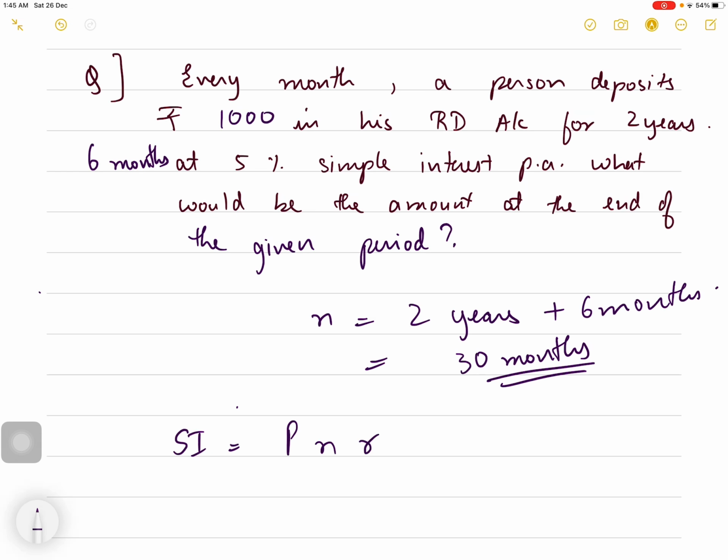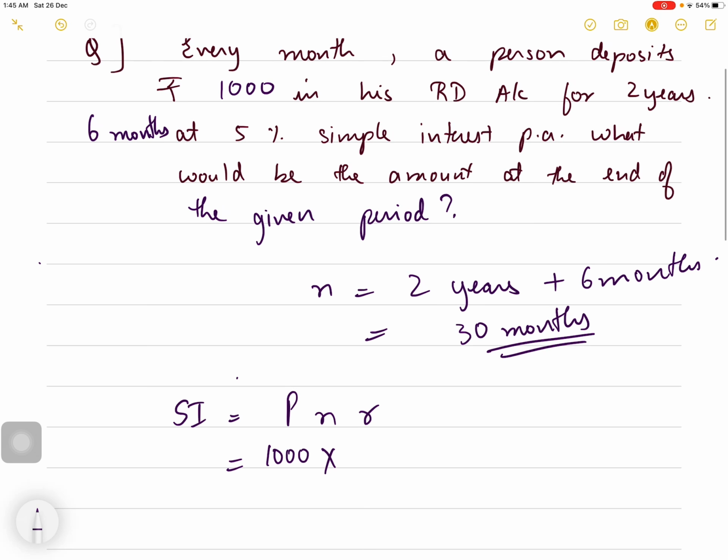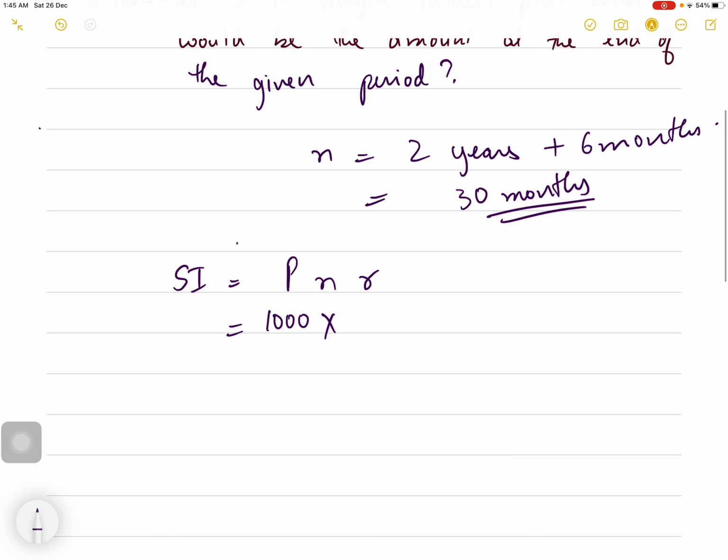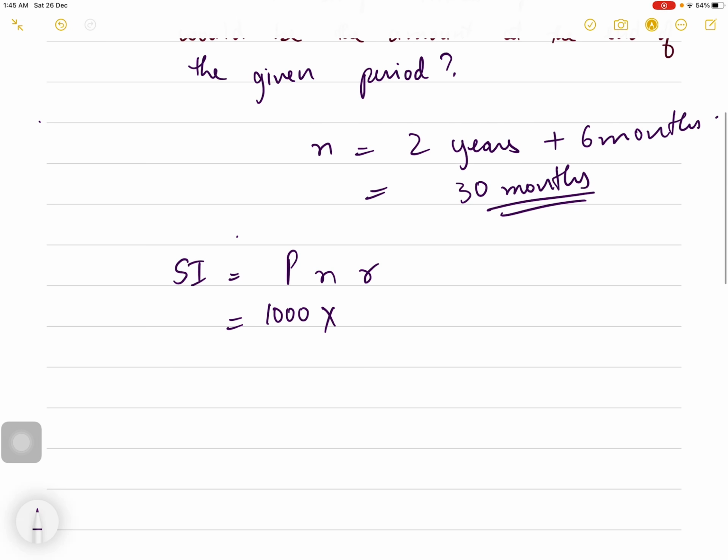is equal to P into N into R. When the principal is 1000, N is 30 months, but the first 1000 your investment is for 30 months, the second 1000 investment is for 29 months, right? So you get interest for 30 months, then 29 months, then 28 months, and so on, right? So my number of months would be 30 into 31 divided by 2. N into n plus 1 divided by 2. Right? So n is equal to 30 into 31 divided by 2.